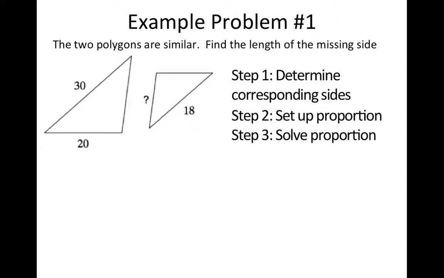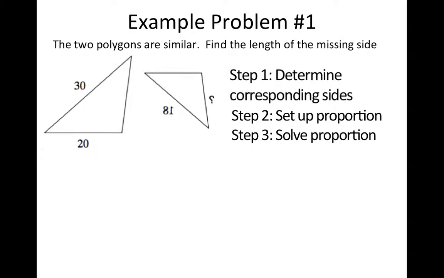Okay, the first thing we have to do is determine corresponding sides. To do that, I want to try to figure out the way I need to turn and flip this triangle so that it looks similar in the same orientation as the other one. So if I take that smaller triangle and I reflect it, and then I turn it around 90 degrees, I can now see that it corresponds to the big triangle.